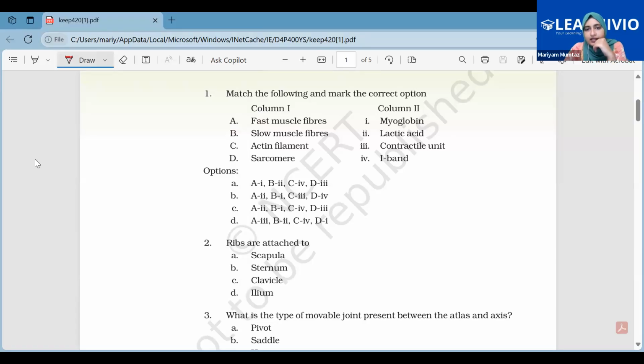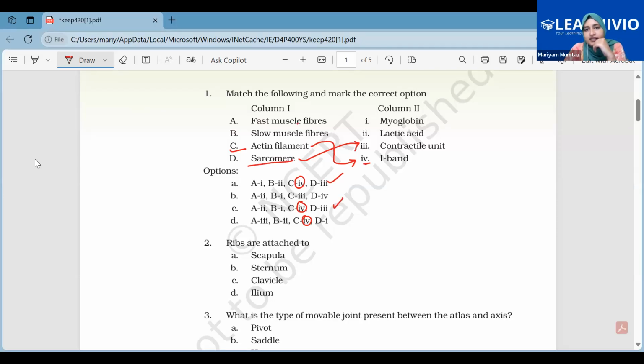Okay, let's see. Actin filament. Which one is this? This will be the I band, right? The contractile unit will be the sarcomere, isn't it? So C, option 4. All of them have option 4 as C. And then sarcomere, D, option 3. D option 3, this one and this one.